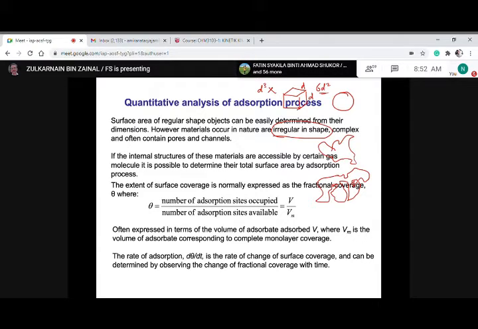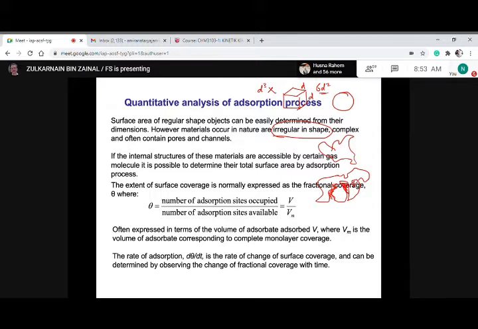For example, how much gas will be adsorbed on the internal surface, the internal area of the adsorbent, and from the amount of gas adsorbed on the surface, from there you can get the surface area, right? So as I mentioned just now.